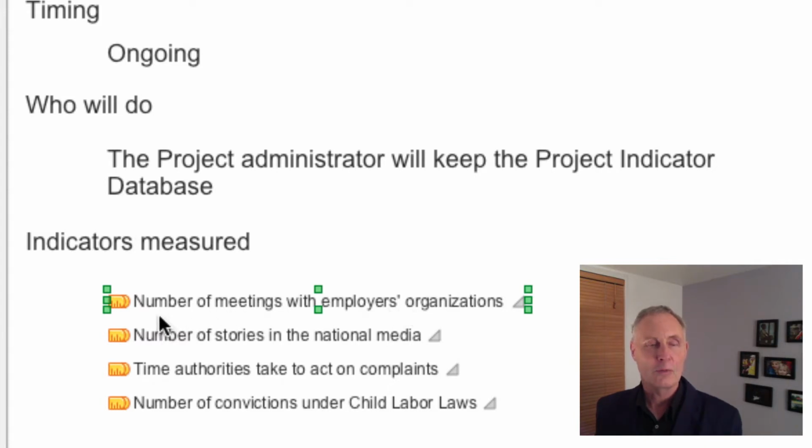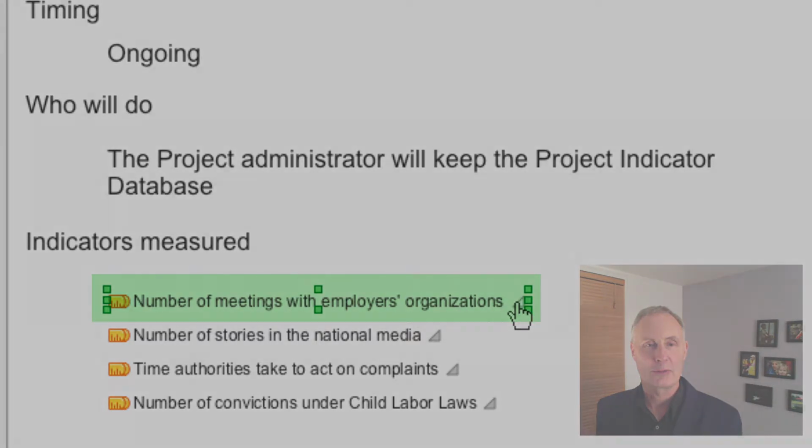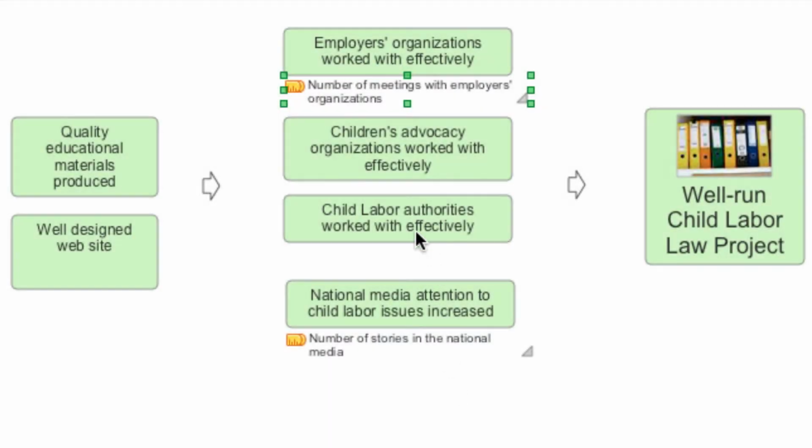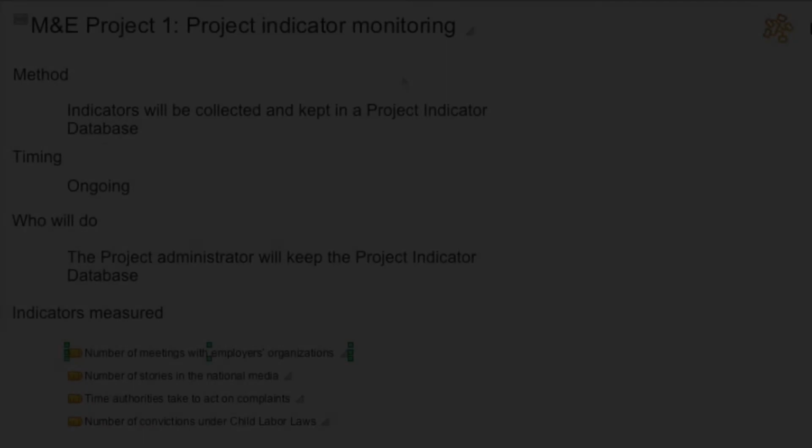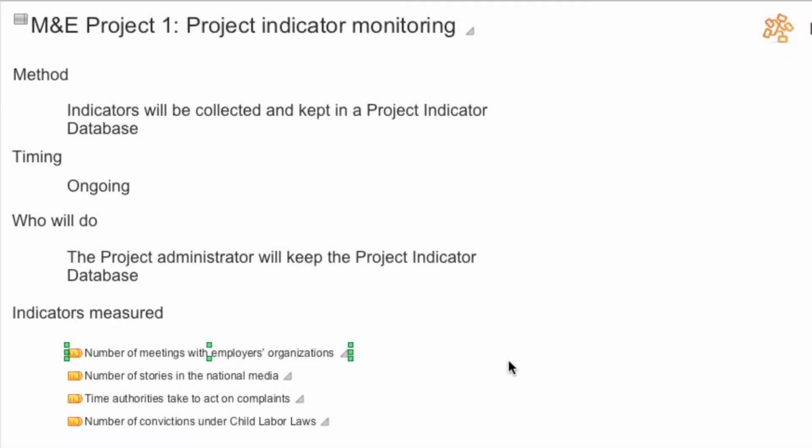The great thing about being in DoView is because the way it's structured, if we want to find where we're measuring this or why we're measuring this number of meetings with employer organisations, we can click up into our model, and you can see here within the DoView where that's positioned next to the box it's measuring. So we can use that to explain to stakeholders or organise for ourselves a clear idea of why we're measuring what we're measuring, and then put that underneath a particular project like this Project Indicator Monitoring project.